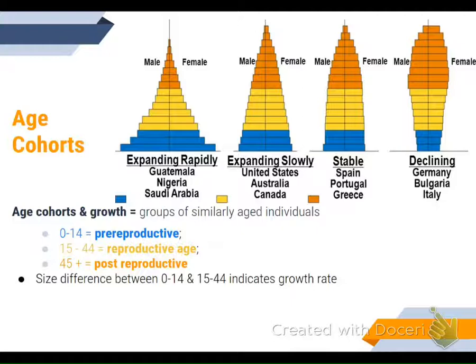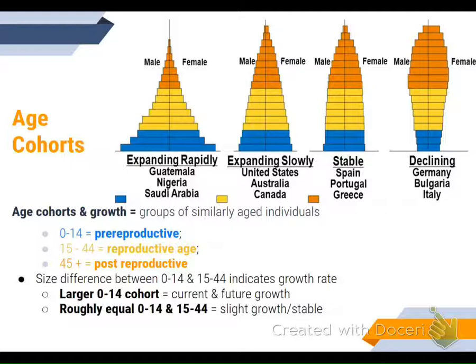Now, when we look at these, you can tell a lot about the population by the differences between the 0 to 14 and 15 to 44. For example, if the 0 to 14 cohort is the largest, lots and lots of kids are going to become lots and lots of parents in the future. And therefore, this is rapidly growing. If, however, you have basically equal ratios between 0 to 14 and 15 to 44, it's stable growth, very, very low growth, or no growth whatsoever.